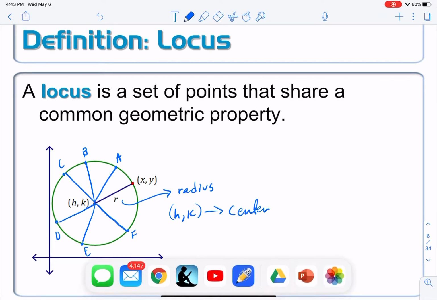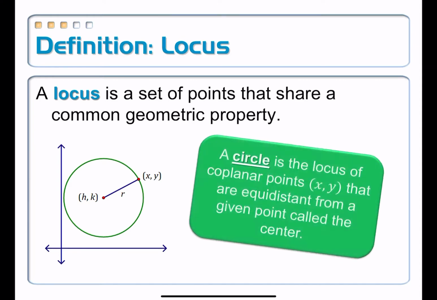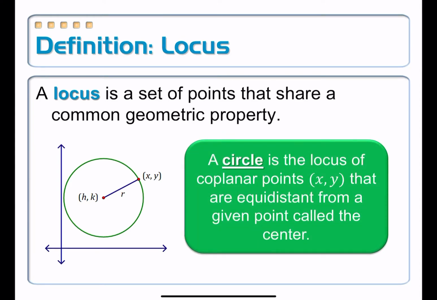Okay. Now we're going to use this idea of a locus, that all of these points on the circle are the same distance away, to formally define what a circle is. This is basically the definition we talked about at the very beginning of the year. A circle is a locus of coplanar points. Locus means a set of points that have some geometric property in common, and coplanar means they're all on the same plane, that are equidistant from a given point called the center.